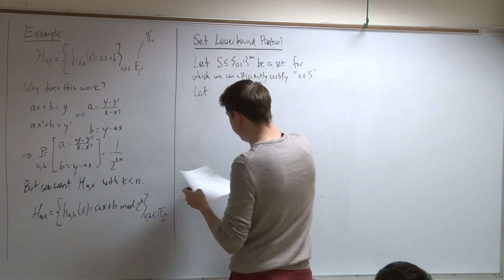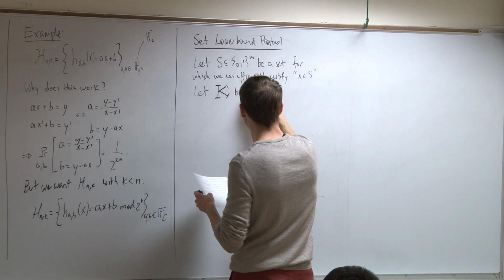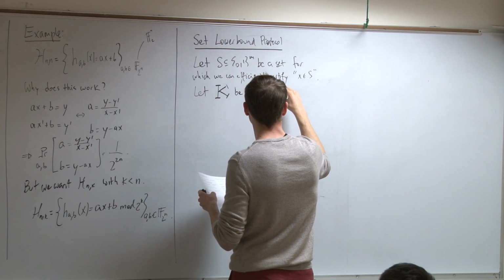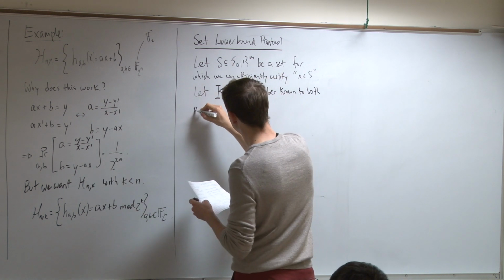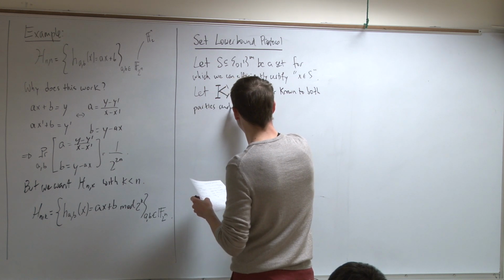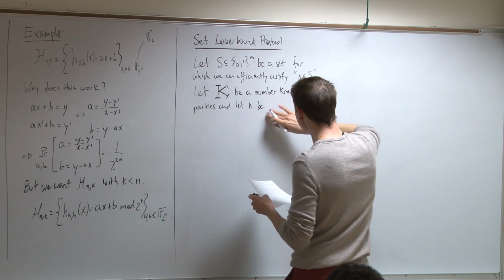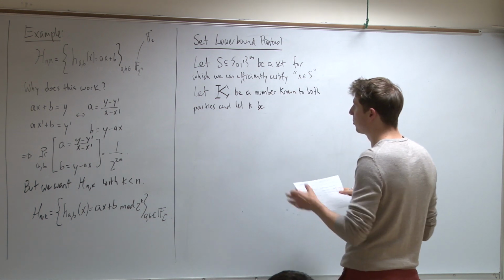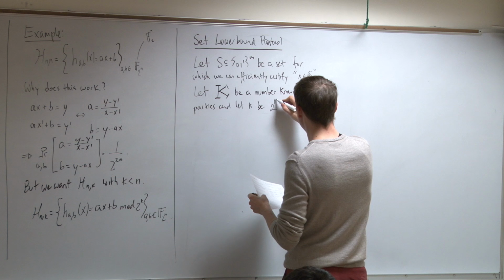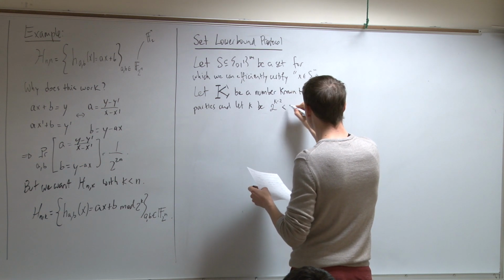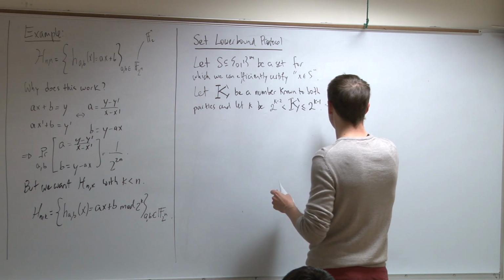Now, let capital K be a number known to both parties. And let little k be basically like a power of 2 of things close to K. So specifically for this time around, I will want 2 to the little k minus 2 strictly less than big K, which is at most 2 to the little k minus 1.